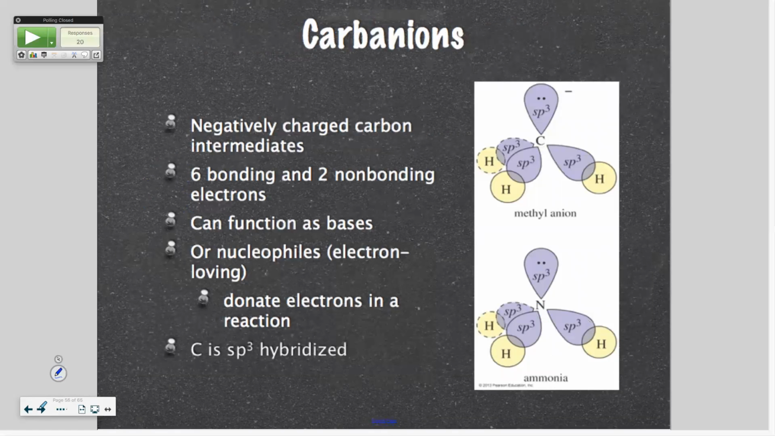Okay, carbanions are negatively charged carbon intermediates. There are 6 bonding and 2 non-bonding electrons. They can function as bases because they're negatively charged. They can grab an H+, or nucleophiles. Nucleophiles are electron loving. Okay, they're not electron loving, they're nucleus loving.